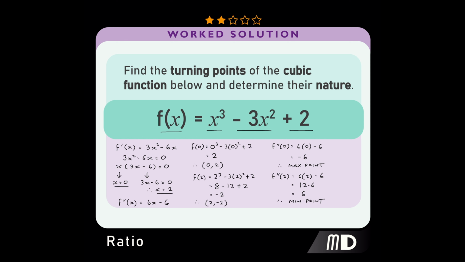So the answer to this question is that there are 2 turning points. One with the coordinate 0, 2, which is a maximum point, and the second, which is 2, minus 2, which is a minimum point.